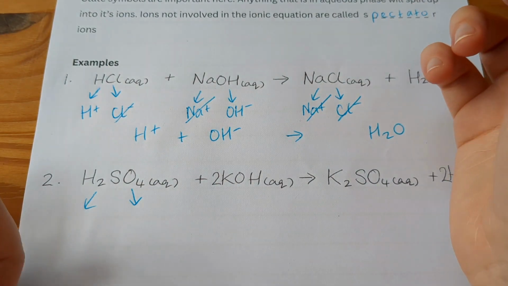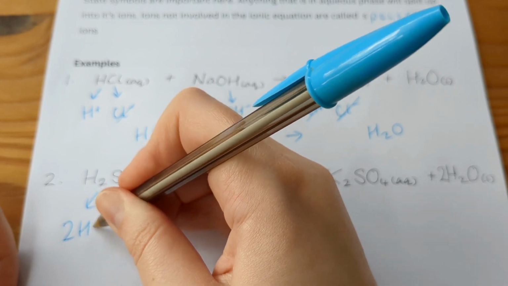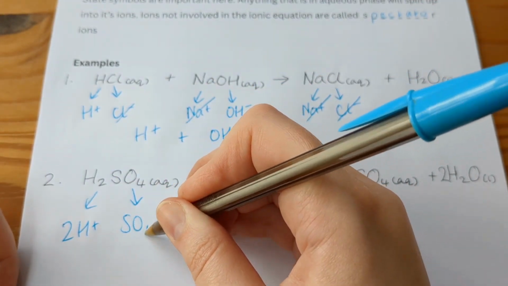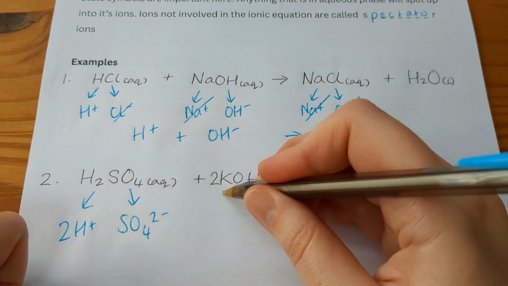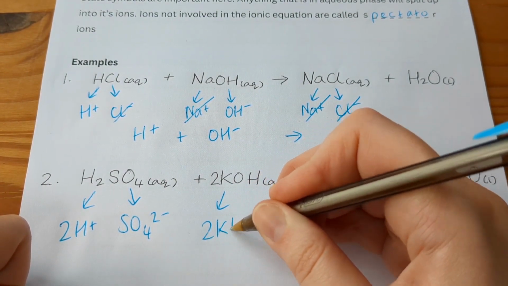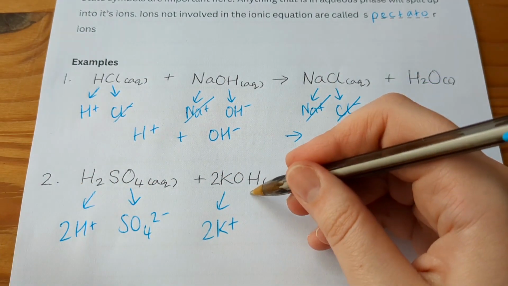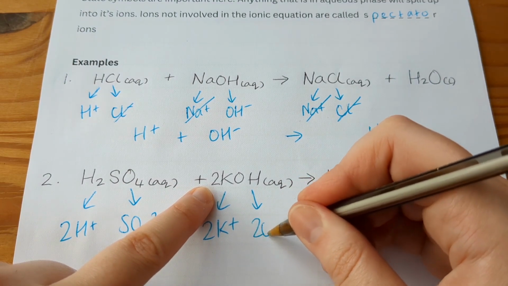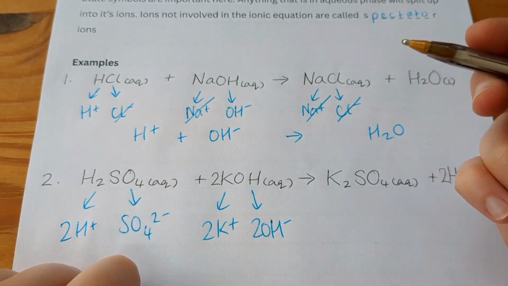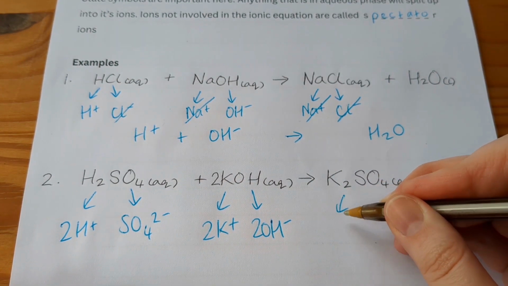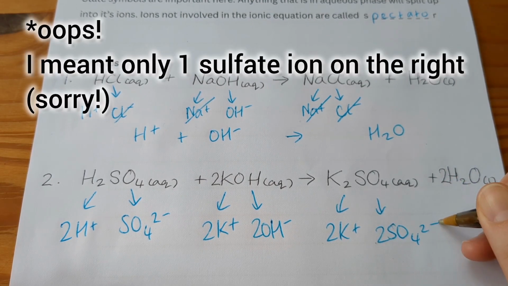So same thing again, everything with an aqueous state symbol is going to break up into its ions. Here we'll have 2H plus and a sulfate ion whose formula is SO4 2 minus. Then here we've got two potassium ions, so take into account the numbers here, and two hydroxide ions, because that big 2 means we've got two lots of everything that comes after it. Then here, two potassium ions again, and sulfate ions.